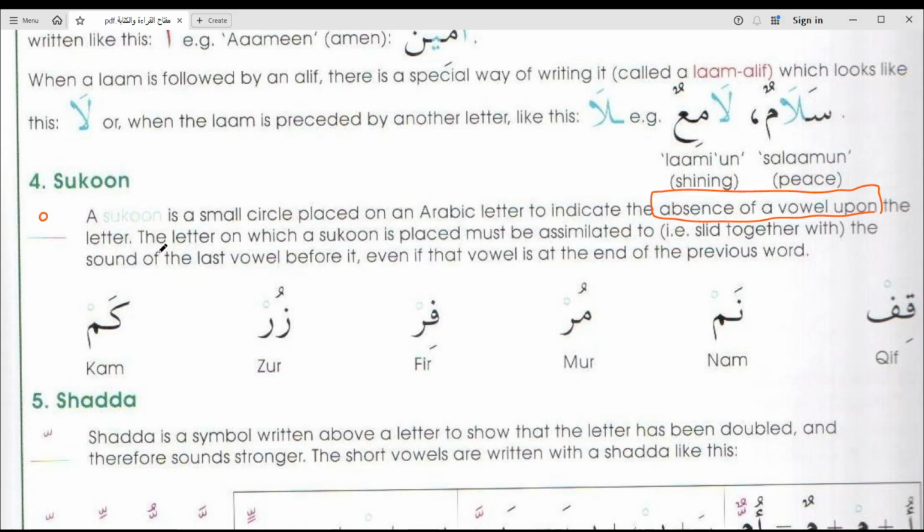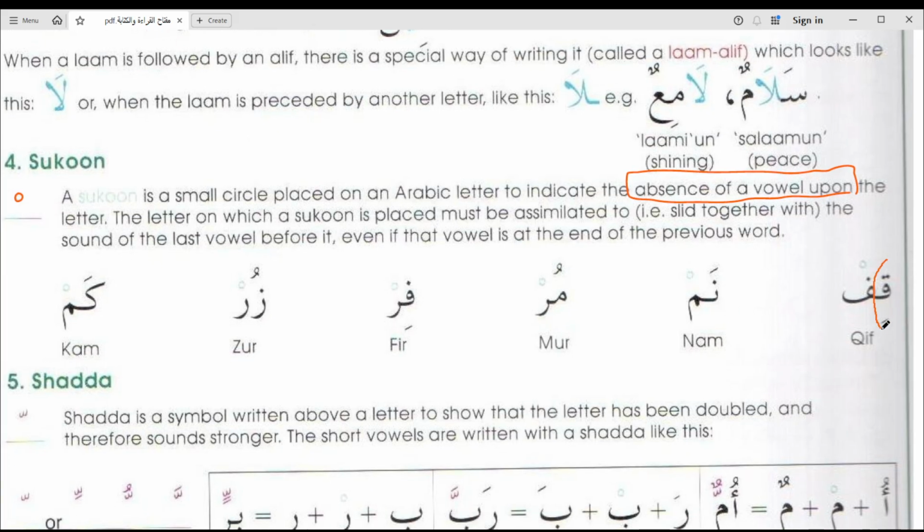Alright? So the letter on which a sukun is placed must be assimilated and slid together with the sound of the last vowel before it, even if that vowel is at the end of the previous word. For example, if we have qaf with kasra, it's going to be qi. And if we have fa with sukun, it's not going to be fa, fi, fu. It's going to be f. That's the fa with sukun on top of it. So it's going to be qi, f. So qif. Here same thing.